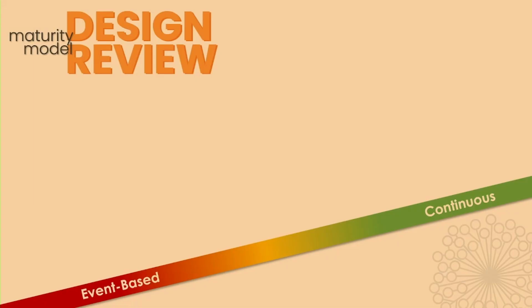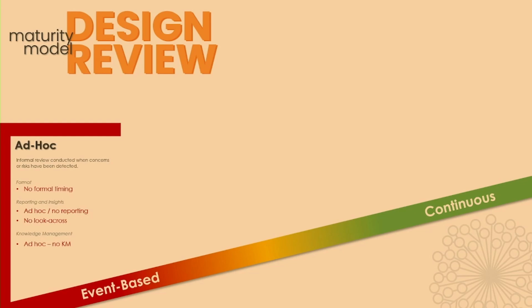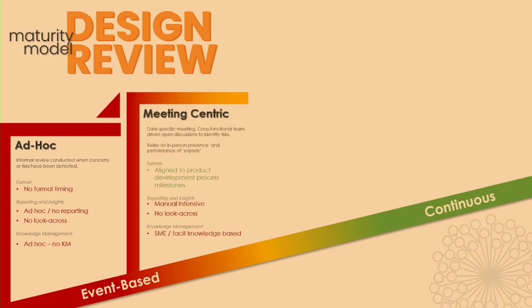So as a design review process matures, we see that it goes from event-based to more of a continuous process. The first stage being ad hoc design reviews. So there are informal reviews conducted once a risk has been identified. You can get value out of this process, but it's inconsistent and unstable. If you add standard timing, you can reach a meeting-centric state. So now you have a planned date that you're going to do your design review. You're not waiting for an issue to arise before getting to it. And a cross-functional team meets to identify risks. This method is more stable, but the content that's discussed is dependent on the people in the room and their ability to recall their knowledge and identify risks.